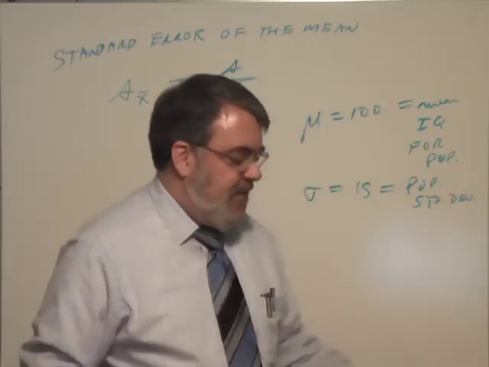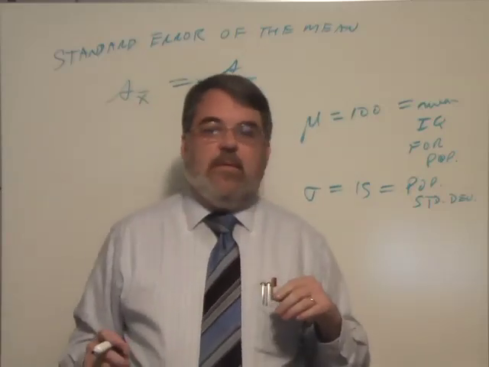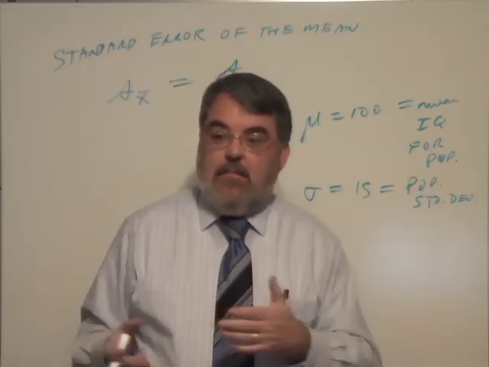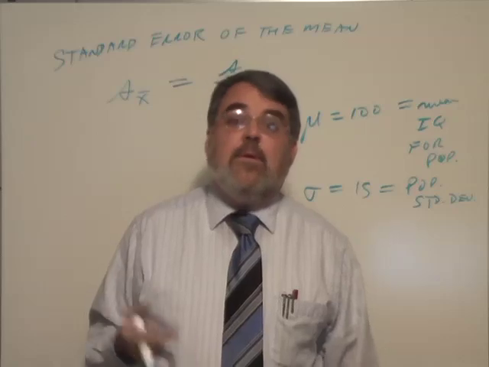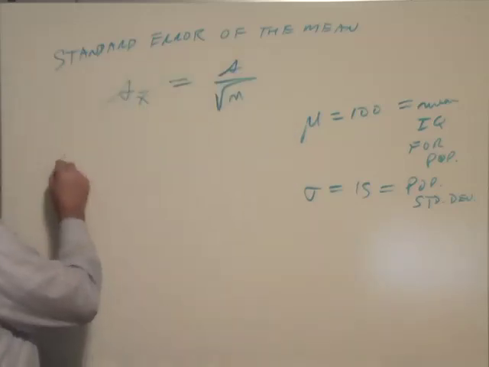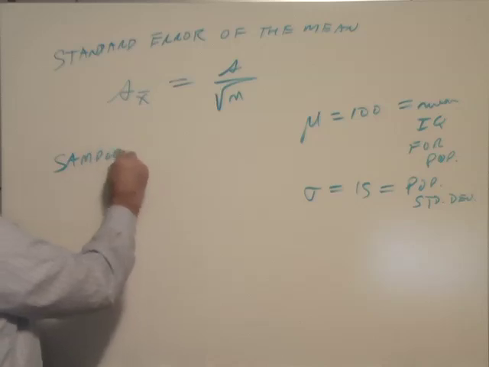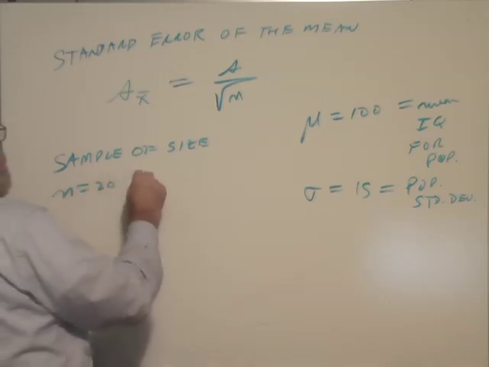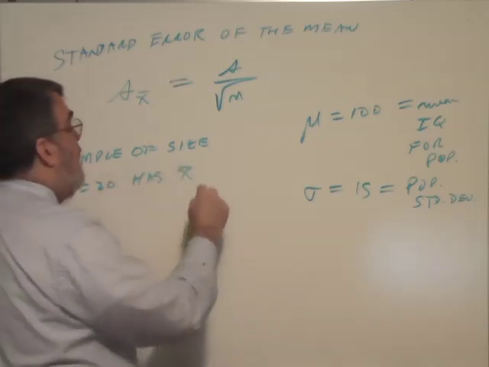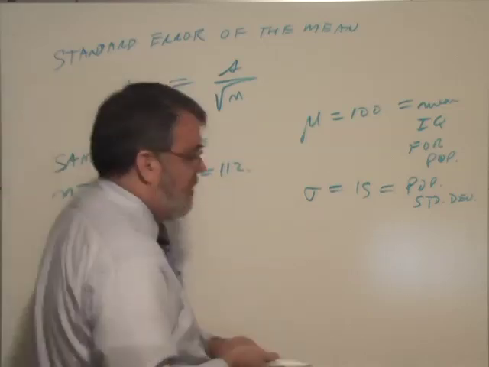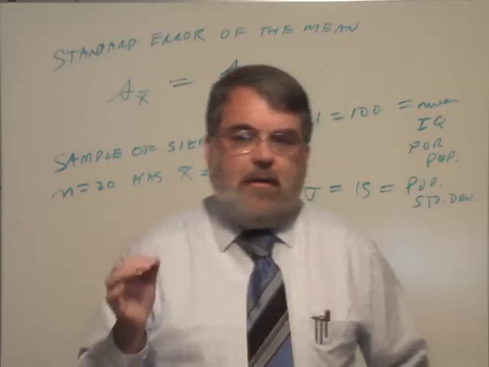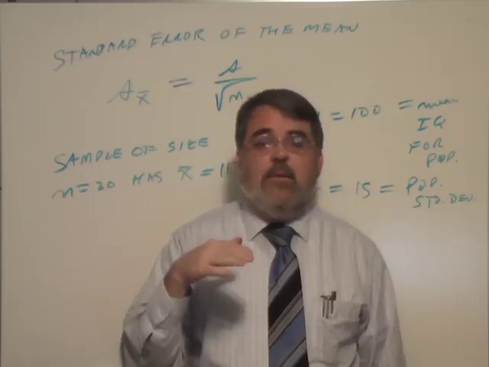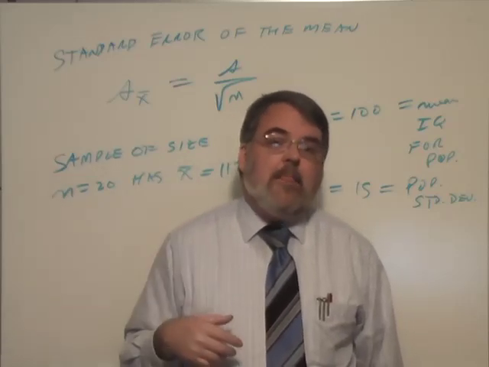All right, suppose that we have a class of 20 Math 160 students. 20 students, and we measured their IQ and got an average of 112. So a sample of size n equal 20 has a mean IQ of 112. All right, now if you consider a single individual person, how unusual is it to find a person with an IQ of 112 or higher?